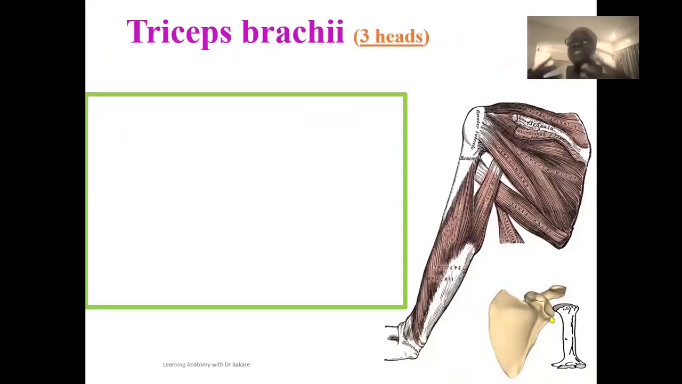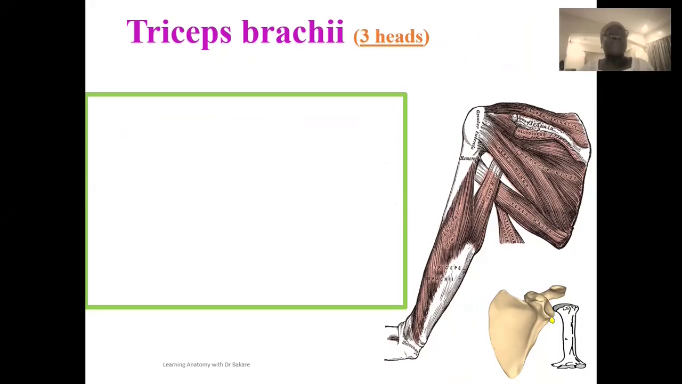So now let's go to the triceps brachii muscle. From the name, it means it has 3 heads. Don't forget that the biceps brachii muscle is biceps because it has 2 heads, which include the short and the long head. So the triceps brachii muscle has 3 heads, and this includes the medial head, the lateral head, and the long head. We would be taking each of these heads one after the other and describing their specific origin and insertion point.